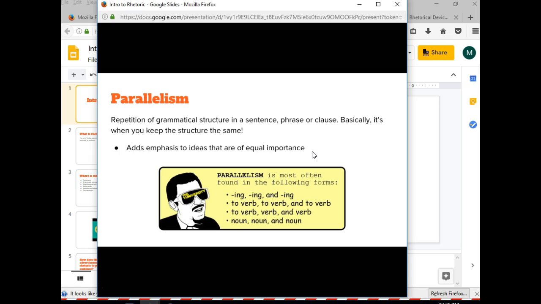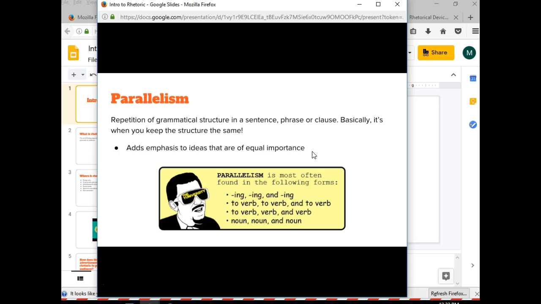Okay, parallelism is repetition, but it's very specific. It's the repetition of a similar grammatical structure. Okay? So, if you constantly see words such as ing, or a list, think of Martin Luther King's I Have a Dream speech, which we're reading tomorrow. He constantly says at the beginning of each paragraph, I have a dream that. Okay? Is that repetition? Yes.